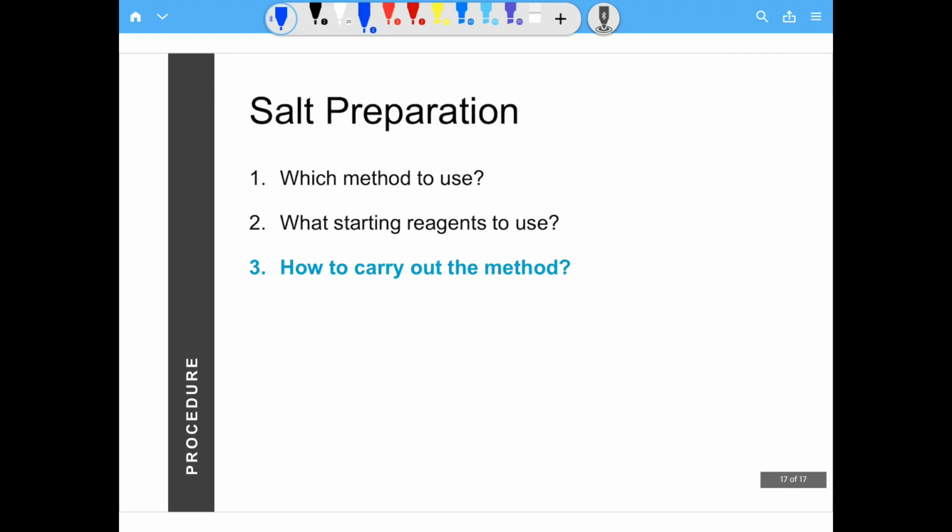Now at this point in time, you should be able to do two things. When given a salt, you should be able to determine which method to use, and you should be able to decide the starting reagents to add to prepare the salt in question. In the next lesson, we'll look at how to carry out each method, meaning the procedure involved for each method.